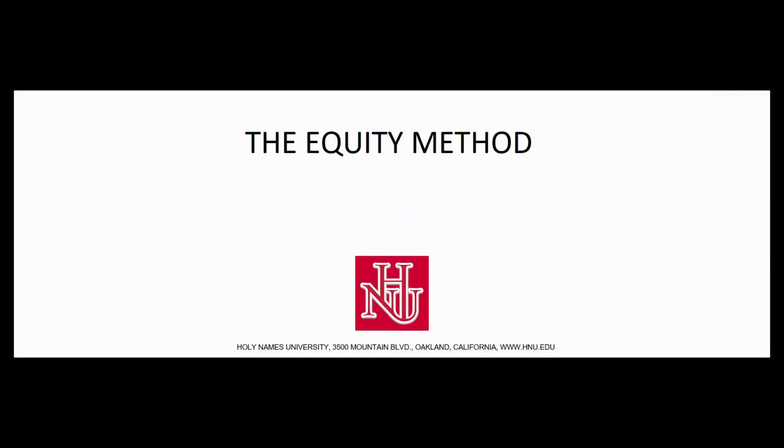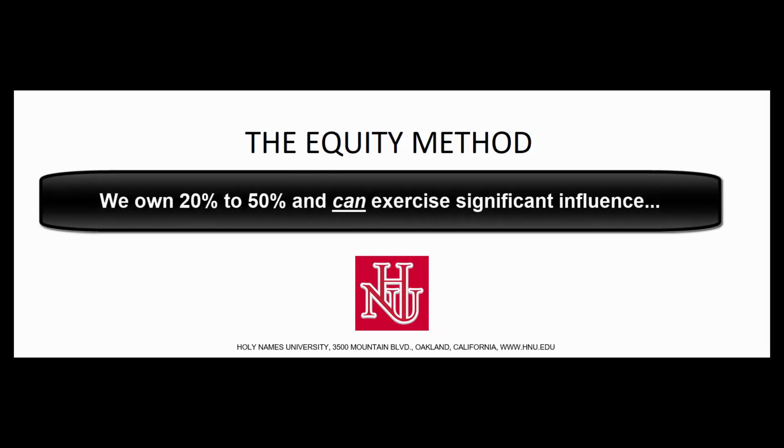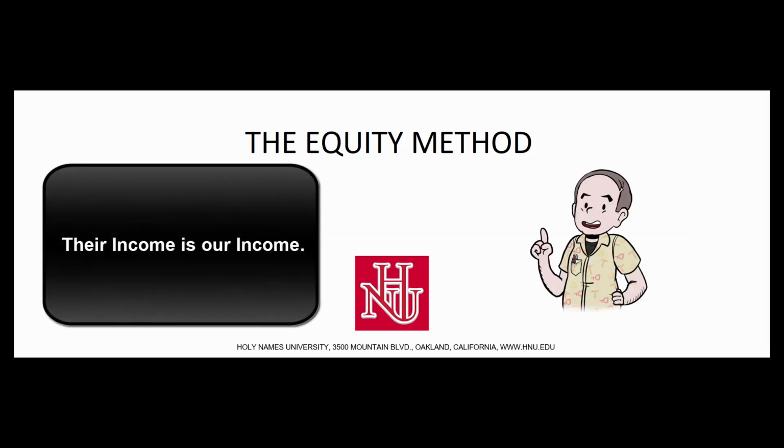All right, let's talk about the equity method. If we own between 20% and 50% of another company, and we can exercise significant influence over that company, we should account for that investment using the equity method. My shorthand for that is their income is our income.